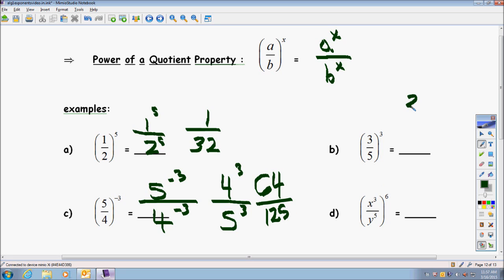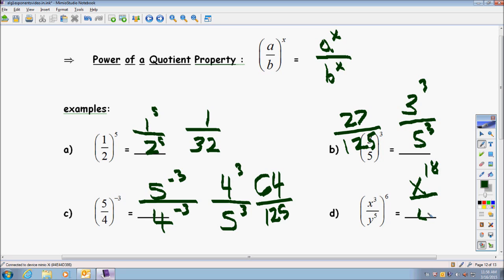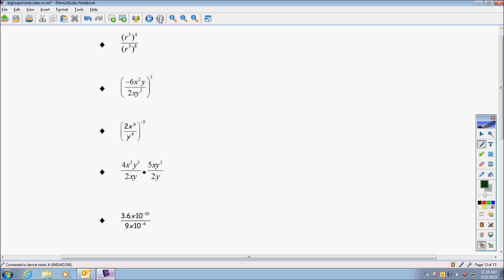Okay, 3 cubed over 5 cubed. Bases are not the same. Leave them alone. So you can get 27, which is 3 cubed, over 125. Okay, power to a power. You can get x to the 18, 3 times 6, over y to the 30th. No reducing. Don't reduce. Don't do anything here. We're done with that.